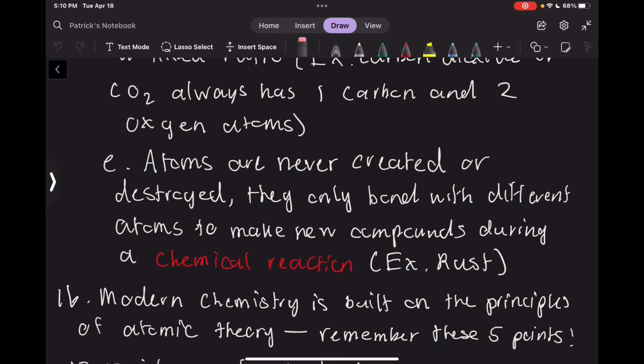Dalton's fifth and final point states that atoms themselves are never created nor destroyed. Rather, they will only bond with different atoms to make new compounds whenever a chemical reaction occurs. Chemical reactions will be a major focus of the following video, as well as almost all of Unit 3. But for now, we can illustrate the basic concept of a chemical reaction by looking at rust.